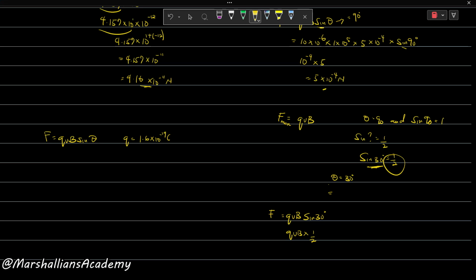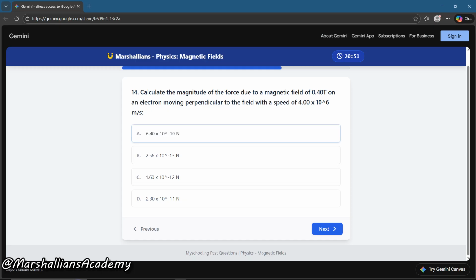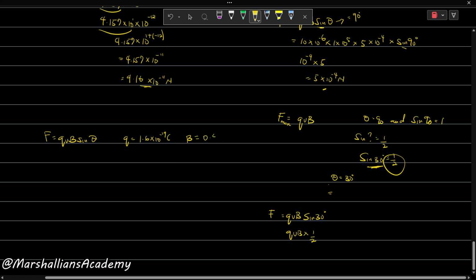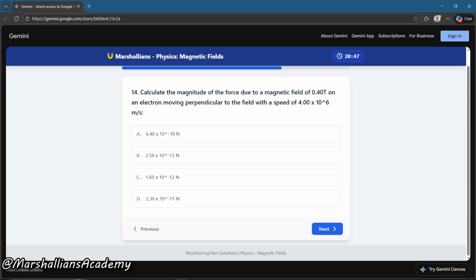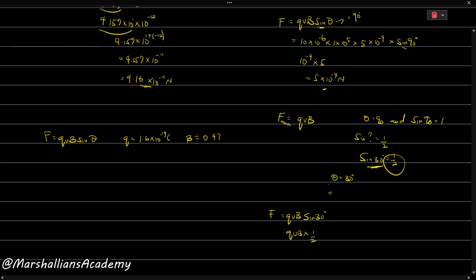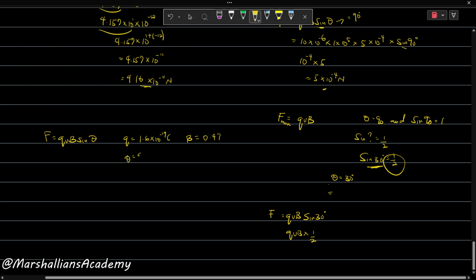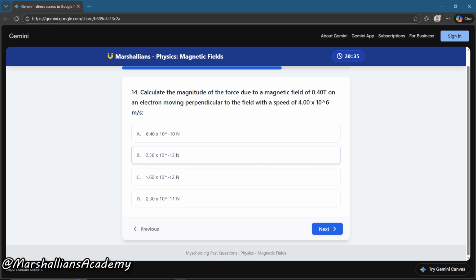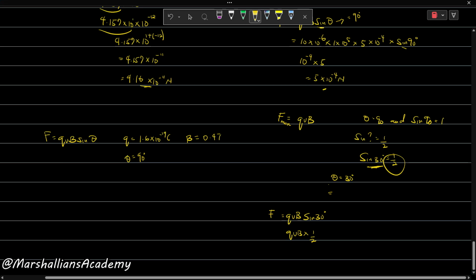They give us the magnetic field or the flux density of 0.4 teslas, and they give us an angle. They say it's moving perpendicular to the field. So the angle between the movement and the field is 90 degrees. Perpendicular means 90. And they said speed is 4 times 10 raised to the power 6 meters per second.